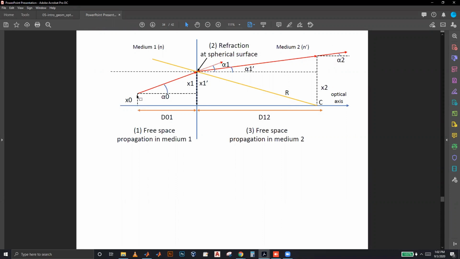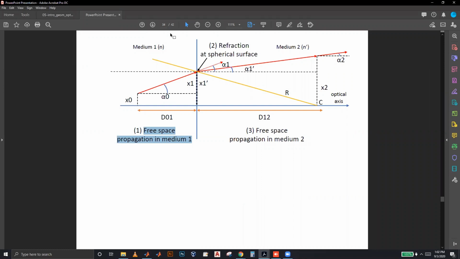But before the ray goes from this point to this point, it goes through free space propagation or translation through uniform medium 1. Then it comes up to here. Its height changes to x1. It suffers refraction at the spherical surface, which doesn't change its height, but changes its angle. So alpha 1, so dotted line is what the ray would have traveled if this interface or the second medium was not there. And the solid line is what happens to the ray. So the angle becomes smaller.